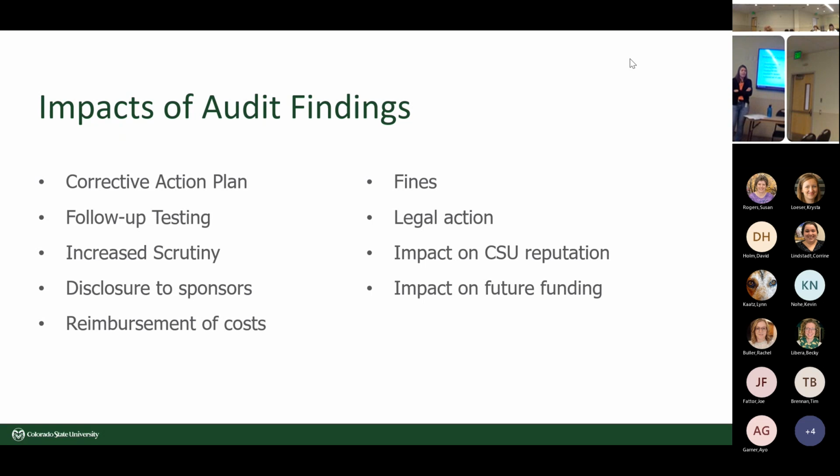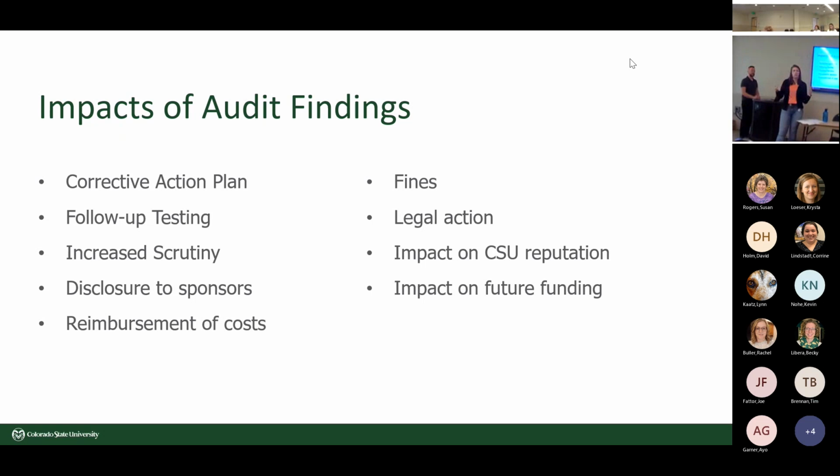All right, impacts of audit findings. So what can happen when we have audit findings? One, we could have a corrective action plan. So we have to do something to fix it. Follow-up testing, oftentimes they will come back and test the same things again. So it's just not a bad thing. It's just one more invasive thing that we have to deal with.